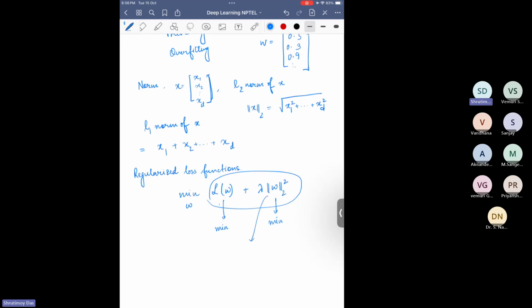Now let us see what W is. Suppose my W is W1, W2 up to Wd, and now I can say my L2 norm of W squared is this quantity, W1 square plus W2 square and so on up to Wd square. So I want these to be small. Okay, my loss will be minimized, fine, and I want these to be small. If this is to be small, this sum has to be small, and since these are all positive numbers, each of these wi's has to be small, each wi square has to be small.